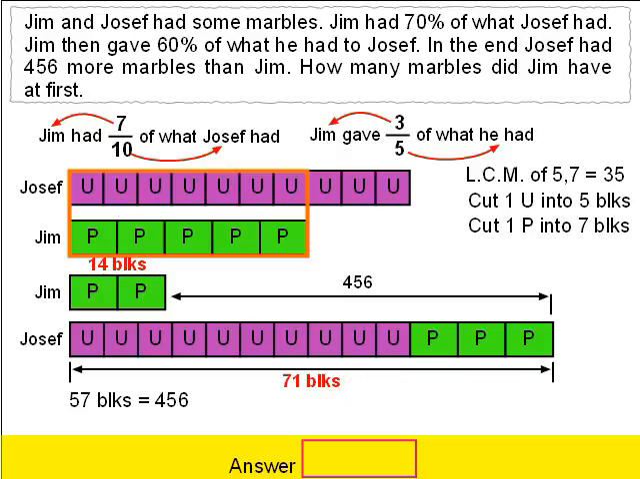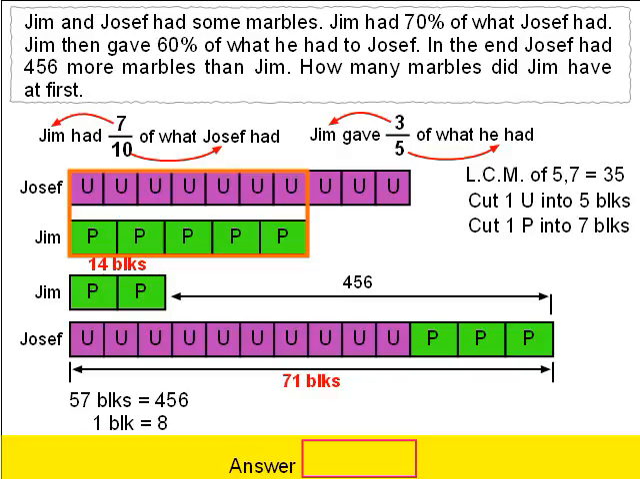Then comparing the models, okay, Jim's and Joseph's model in the end, we know that 71 minus 14 is equal to 57 blocks. That gives us the difference of 456 marbles. Then you got to take 456 divided by 57 to find 1 block of marbles. So 1 block of marbles is equal to 8 marbles.